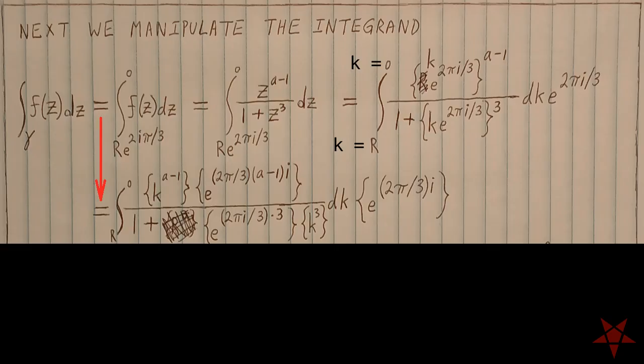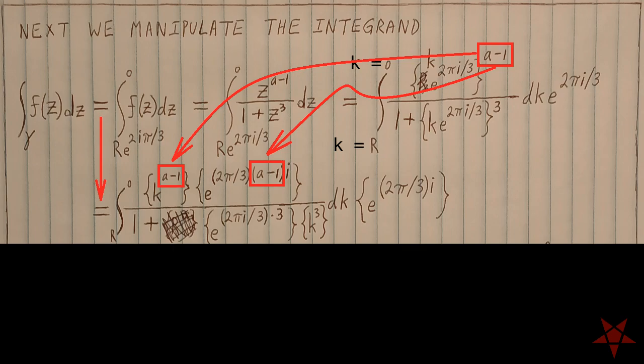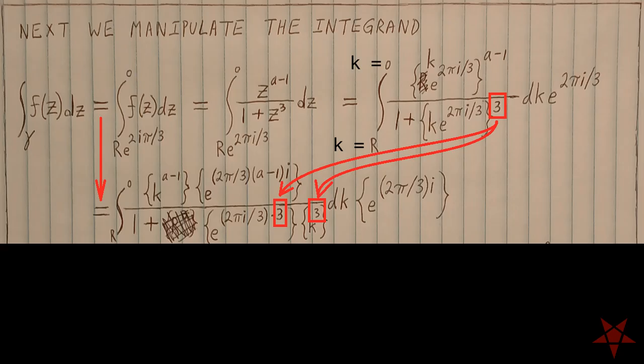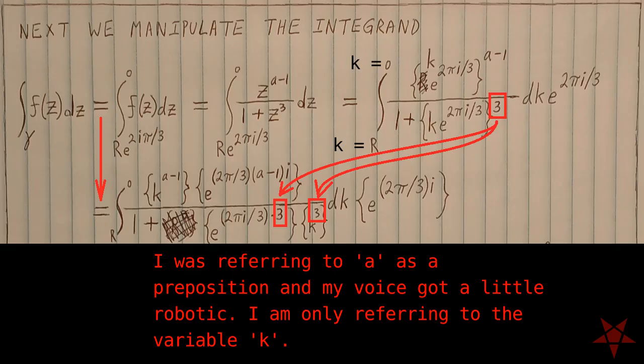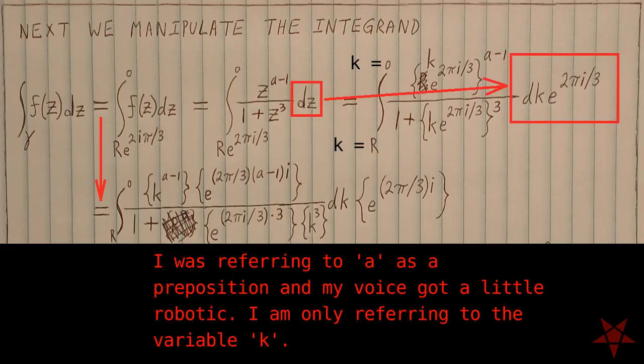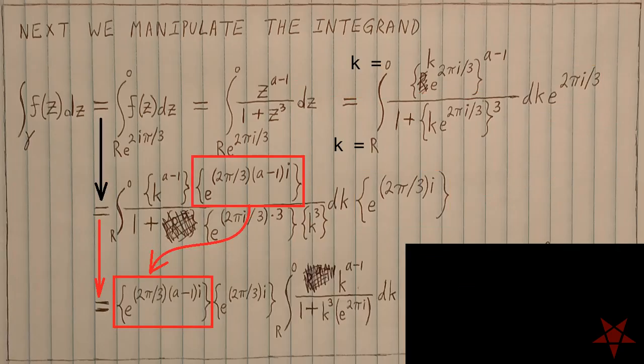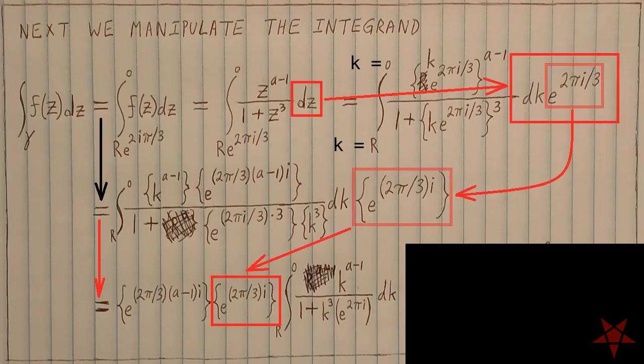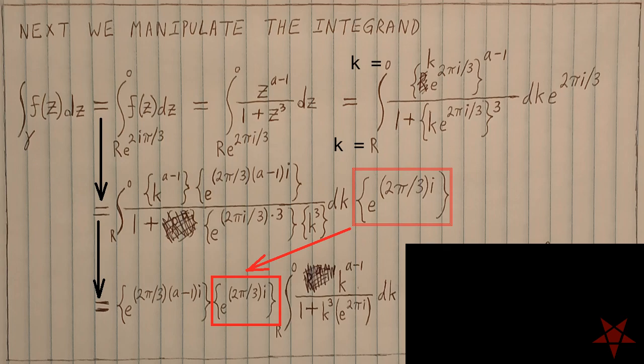In the numerator, we start by distributing the exponent a minus 1 across k and the exponent on the right. In the denominator, we distribute a 3 in the exponent across ak and an exponent in the second term. A set of brackets now appear around the exponential term in our representation of dz in terms of dk. The second term in the numerator has no k dependence, so it can be quickly pulled outside of the integral. This is also the case with the bracketed term originally associated with dz and dk.